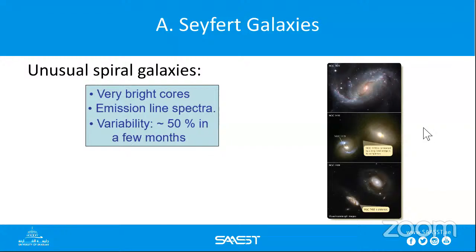So let me start with these Seyfert galaxies, unusual spiral galaxies. You can see they have a very bright core, unlike other galaxies. That's why they have this special name. They have very strong emission lines, and they are very variable. Their variability in the radio can be more than 50% in a few months. What does it mean? If you take the speed of light and a few months, you have the speed and you have the time, so you can see how big these regions are. We just apply that very simple law, d equals v multiplied by t. So you have the time and the speed of light, you can tell how big they are. This is just one type of AGN.